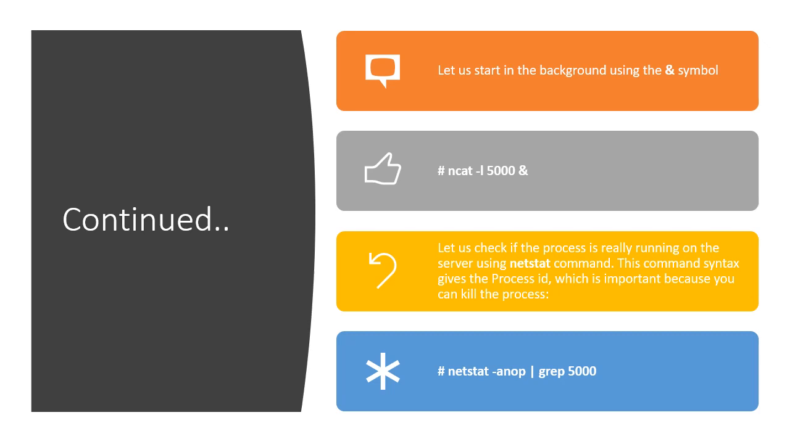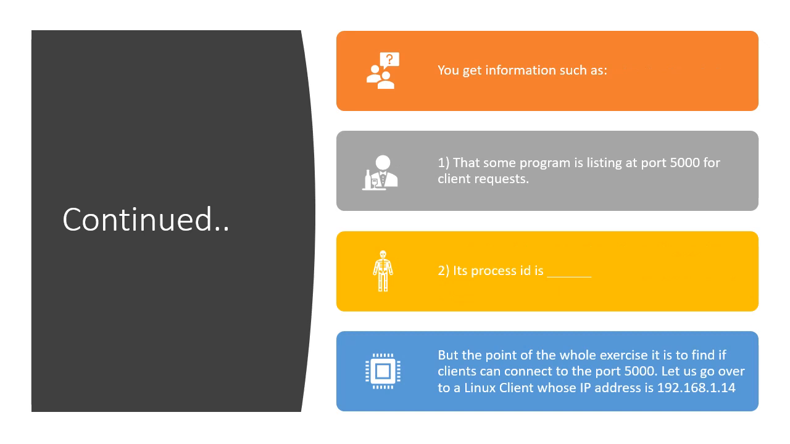So the command that you enter is netstat -anop and pipe it to grep 5000. You will get information such as that some program is listening at port 5000 for client requests. Its process ID is whatever the process ID is, because it will be different in your case. But the point of the whole exercise is to find out if clients can connect to port 5000.